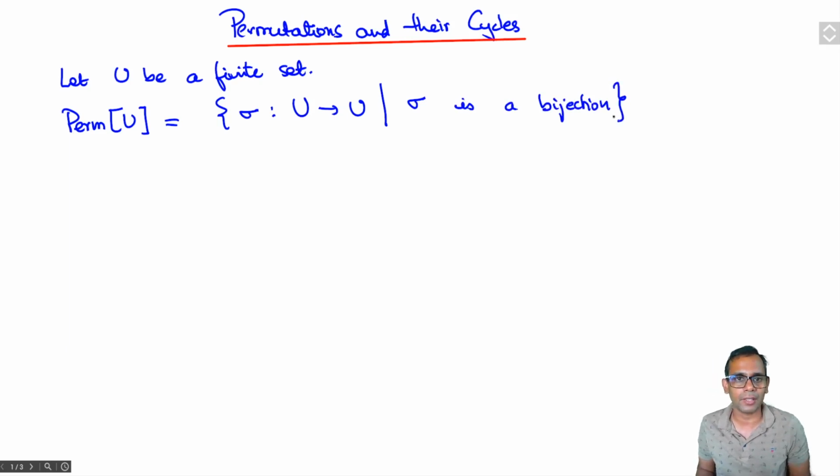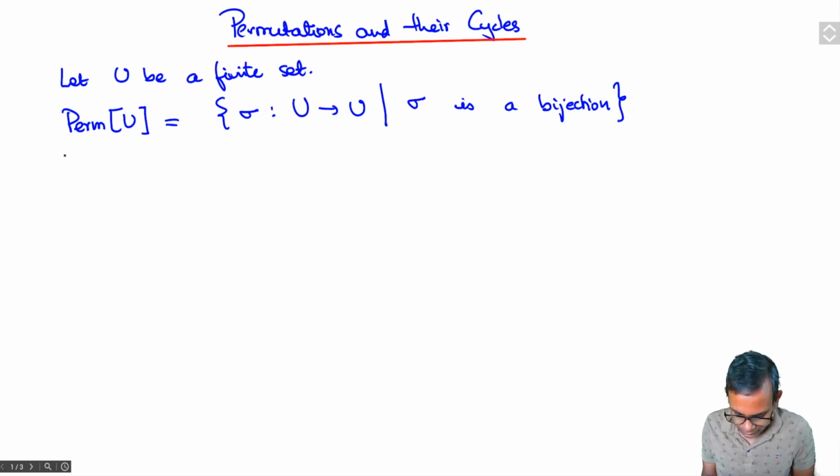Intuitively, you can think of them as ways of taking the elements of U and shuffling them around. For example, if you take a deck of cards and shuffle it, then you get the cards in a new order, and that's a permutation of the original deck of cards.